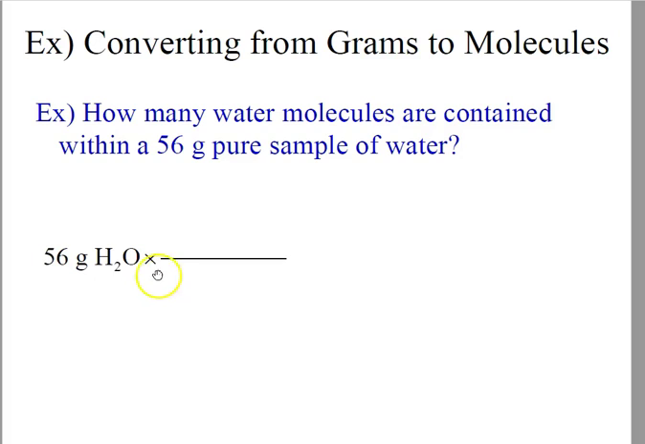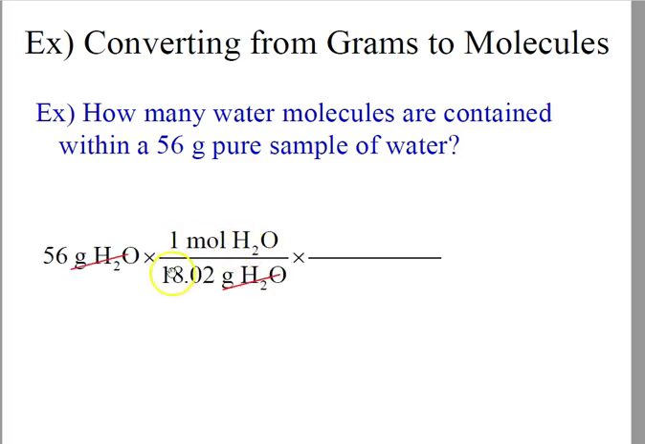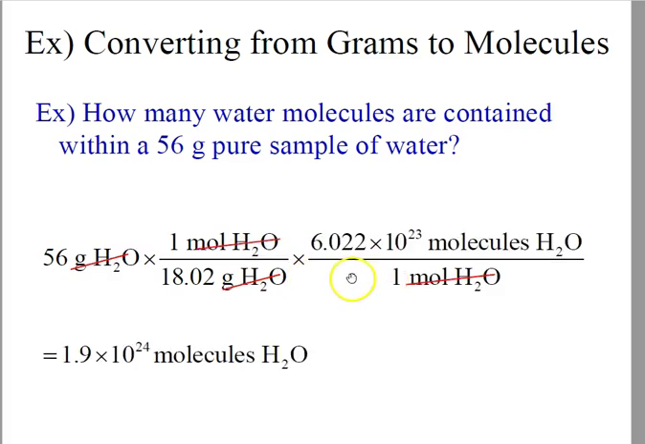So to set that up, we've got 56 grams. Now we want grams on the bottom to cancel, and then we're going to have to go to moles first. So 1 mole over the molar mass of water. That gets us to moles. Now we want to go to molecules. So 1 mole on the bottom, and Avogadro's number of molecules on the top. Notice the cancellation that takes place, leaving you with molecules of water. And there's the answer, 1.9 times 10 to the 24th.